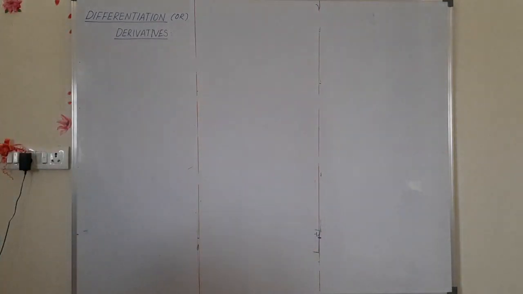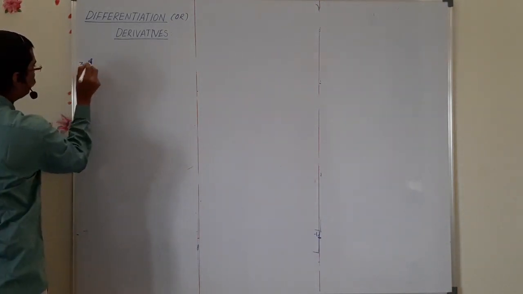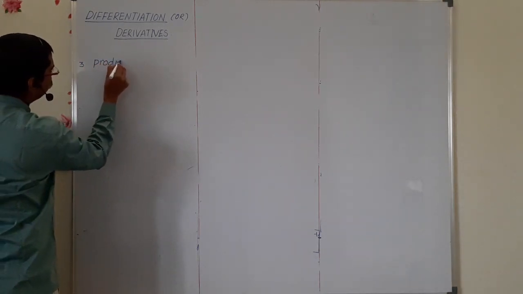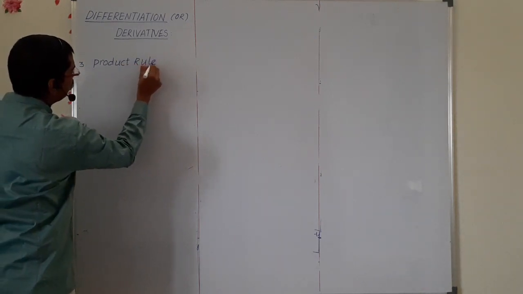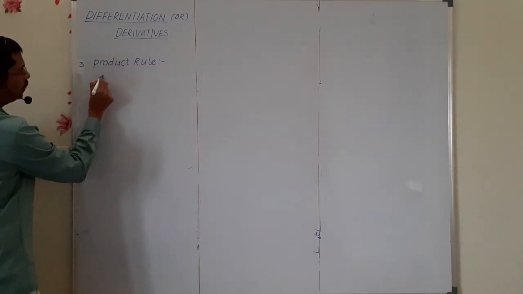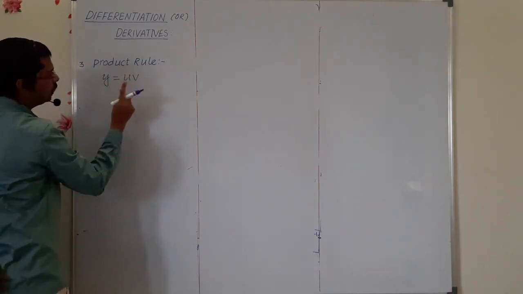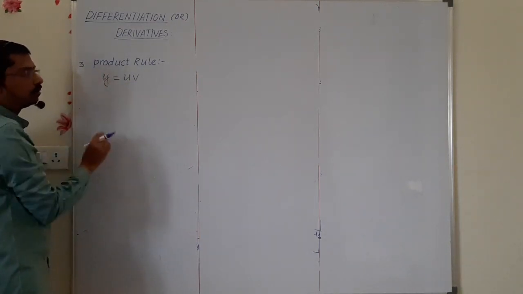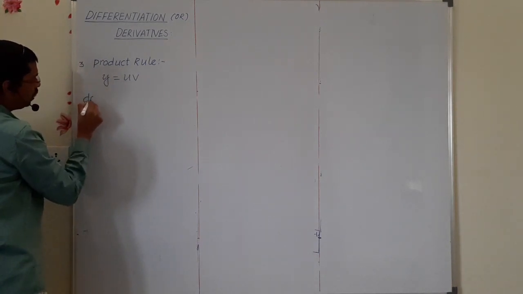Now we will start the third rule. The third rule we can say is the product rule. Here y is a product of u and v. U is different and v is different. Two different values are given in the product rule. How can we differentiate? Here the formula is d(uv) upon dx.